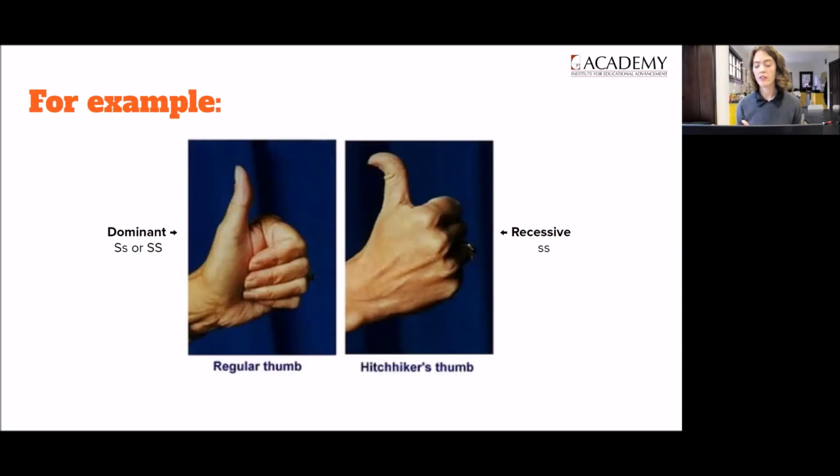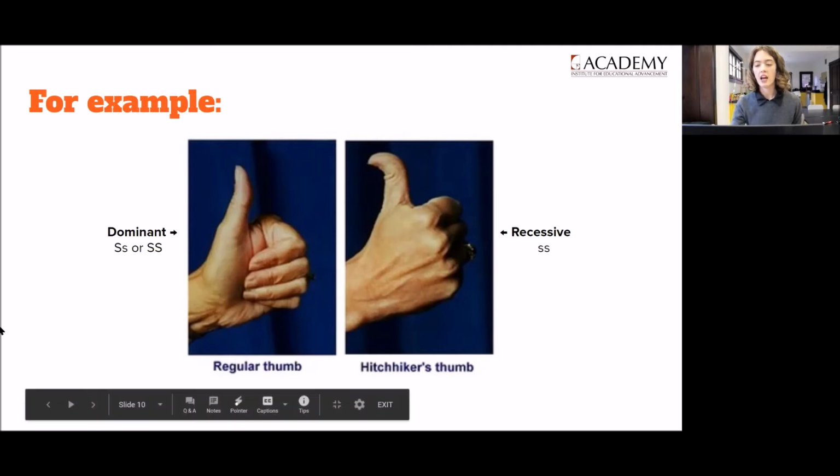So if you have a hitchhiker's thumb, you have the recessive form of the trait, which means you must have 2 recessive alleles, homozygous recessive, little s, or lowercase s.